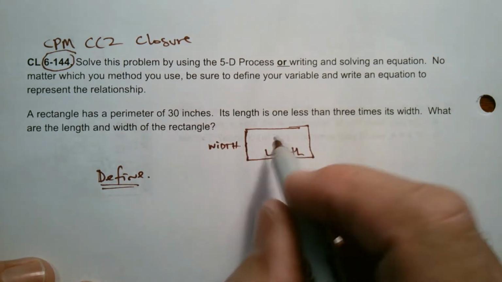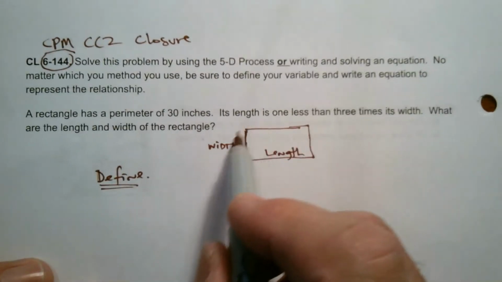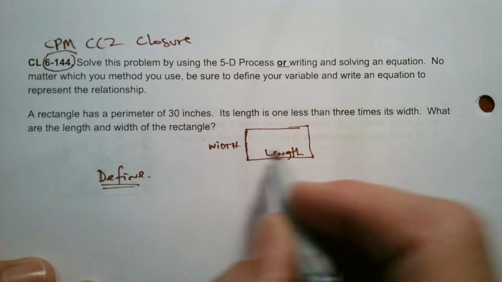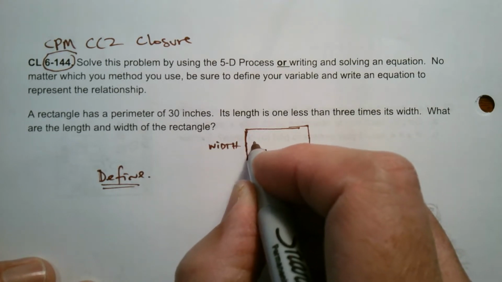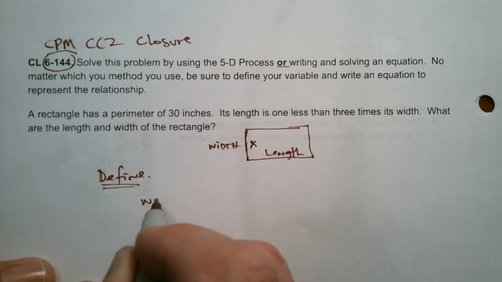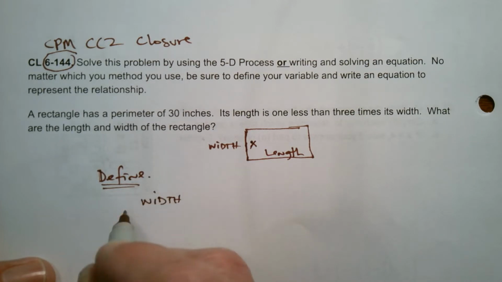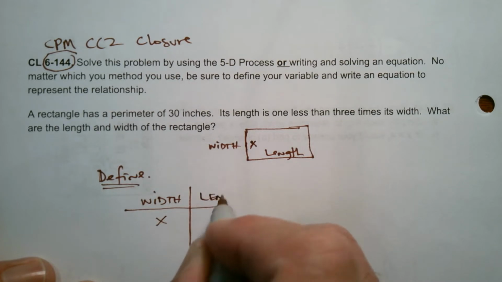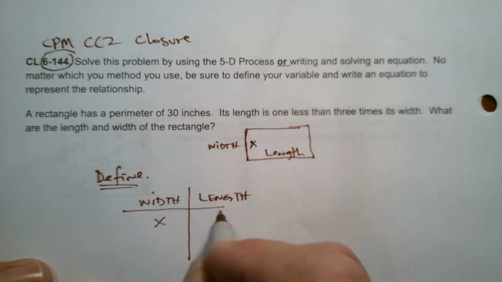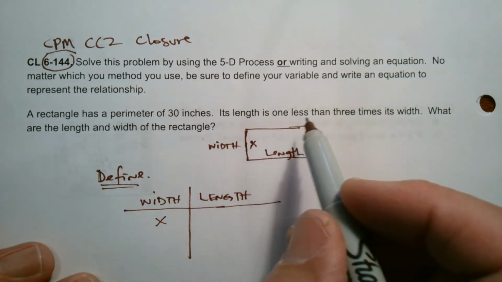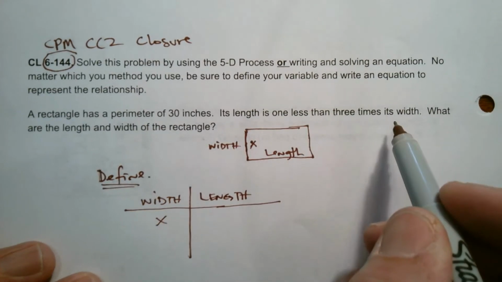And what's true is it tells me something about the length in terms of the width. So this is where my x is going to be. I'm going to make my width x. So I'll do that here too. So there's width, defining my variable. I'm going to call that x. So the question is, what is the length in terms of x? It says the length is 1 less than 3 times its width.